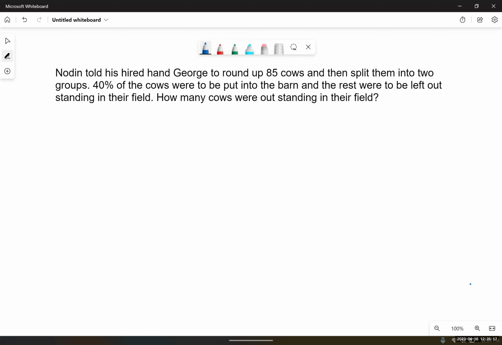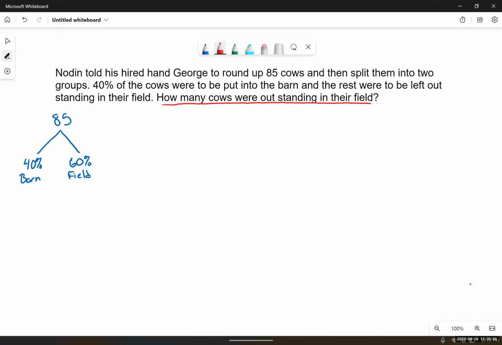Okay, so let's see if we could organize this information first. There's a total of 85 cows, and they are going to be split into two groups. 40% go into the barn, which means that leaves the other 60% that are staying out in the field. Now, the question is, how many cows were out standing in their field? Well, 60% of them, 60% of the 85.